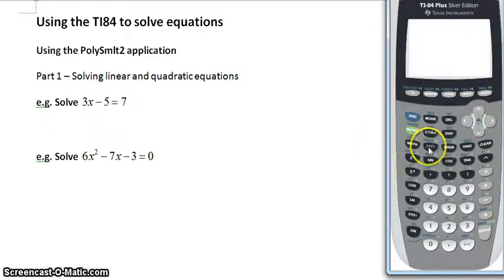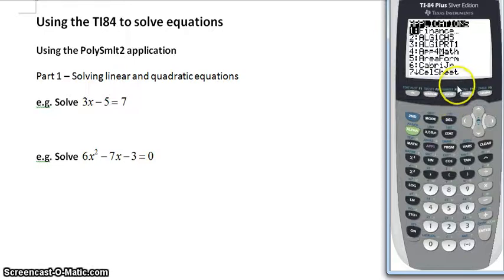First thing is you press the apps button, which is the purple button, and you'll be given a list of all sorts of things here. We'll talk about what you're allowed and not allowed in class later. In order to get down to P for PolySmlt, the easiest way is to go alpha and then P, which is number 8. That'll take you to all the P's. Go down to PolySmlt2, press enter.